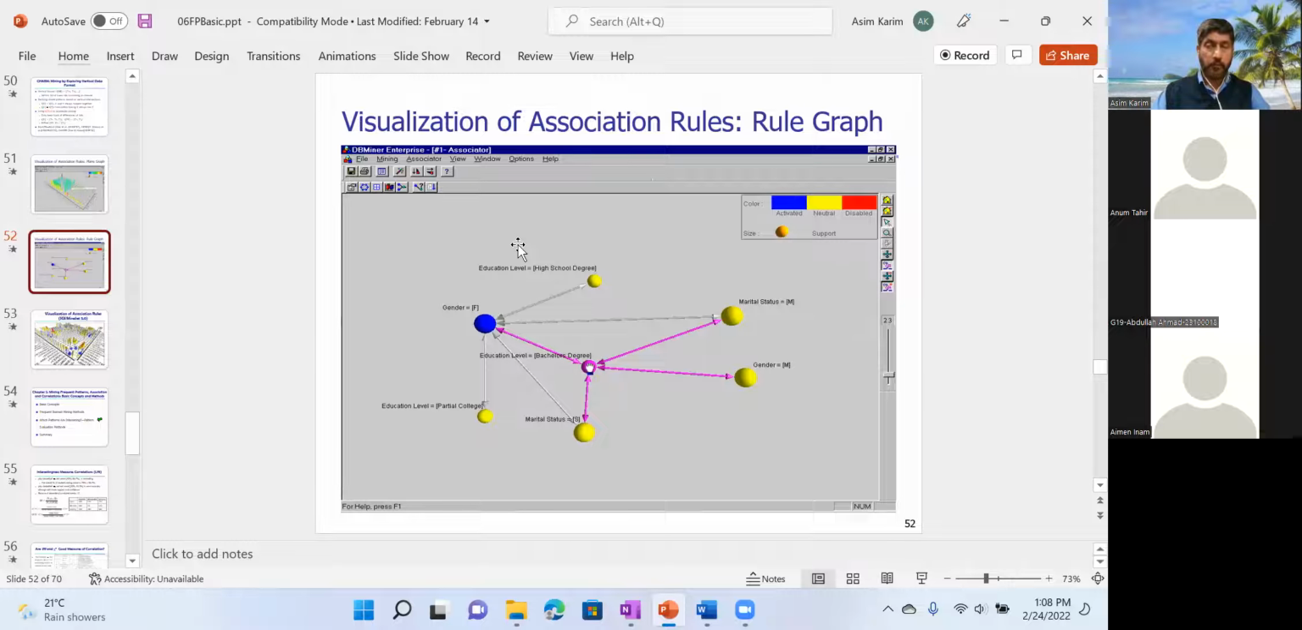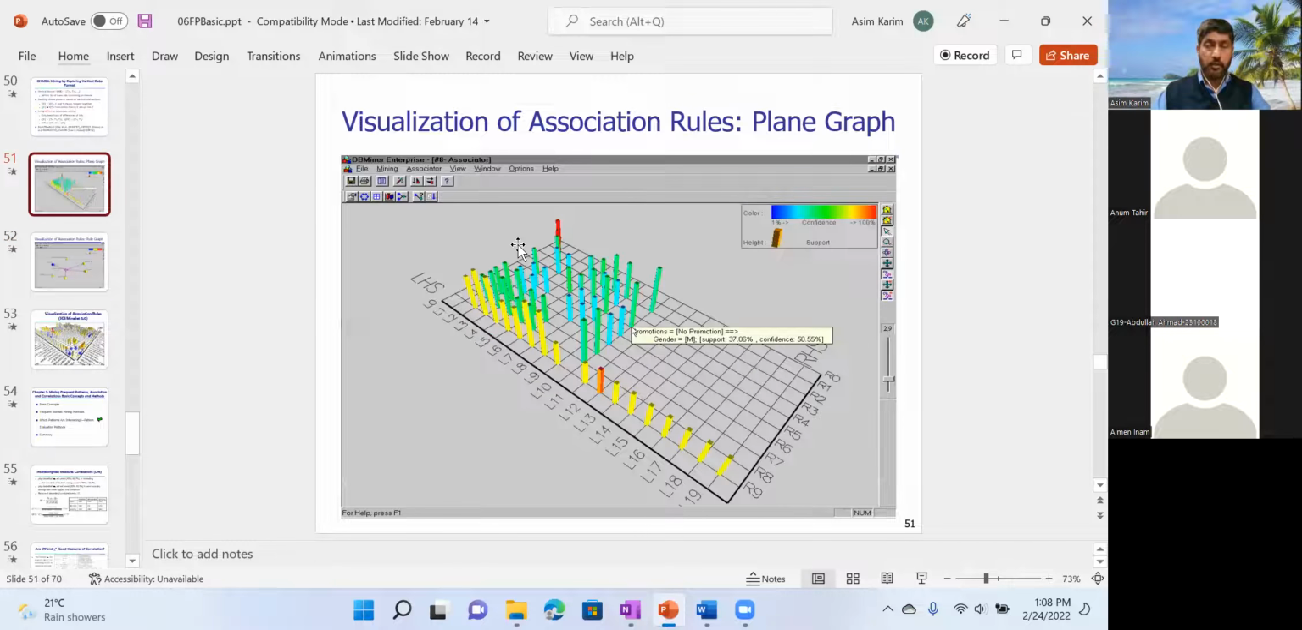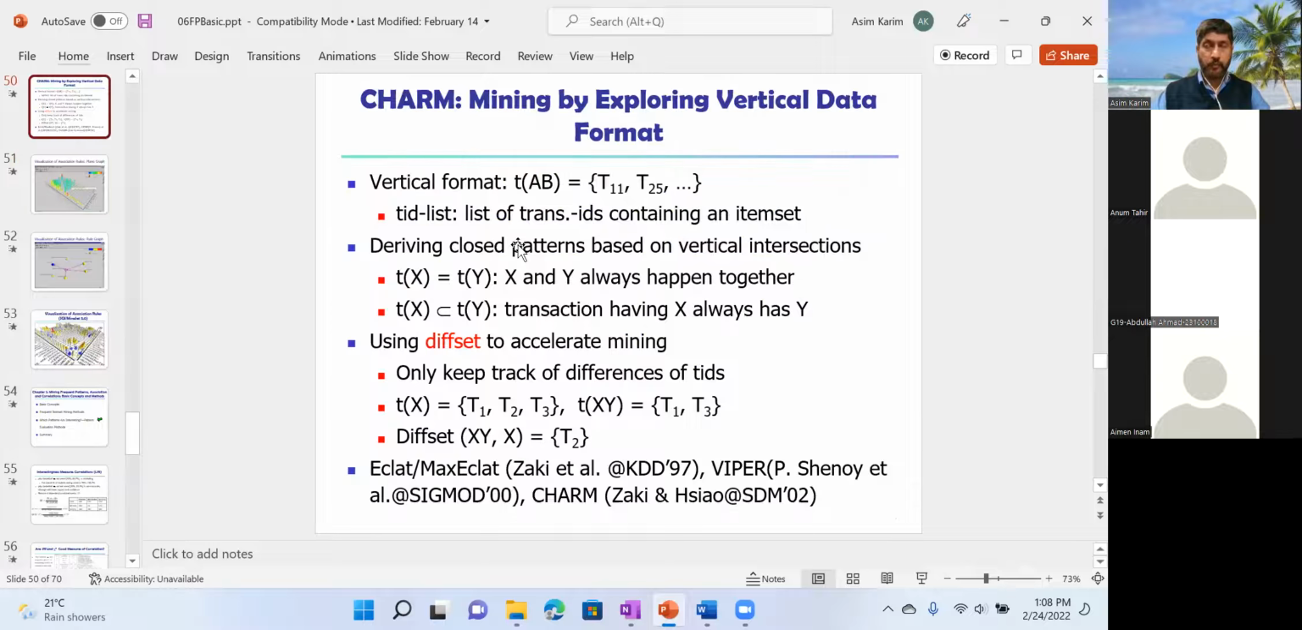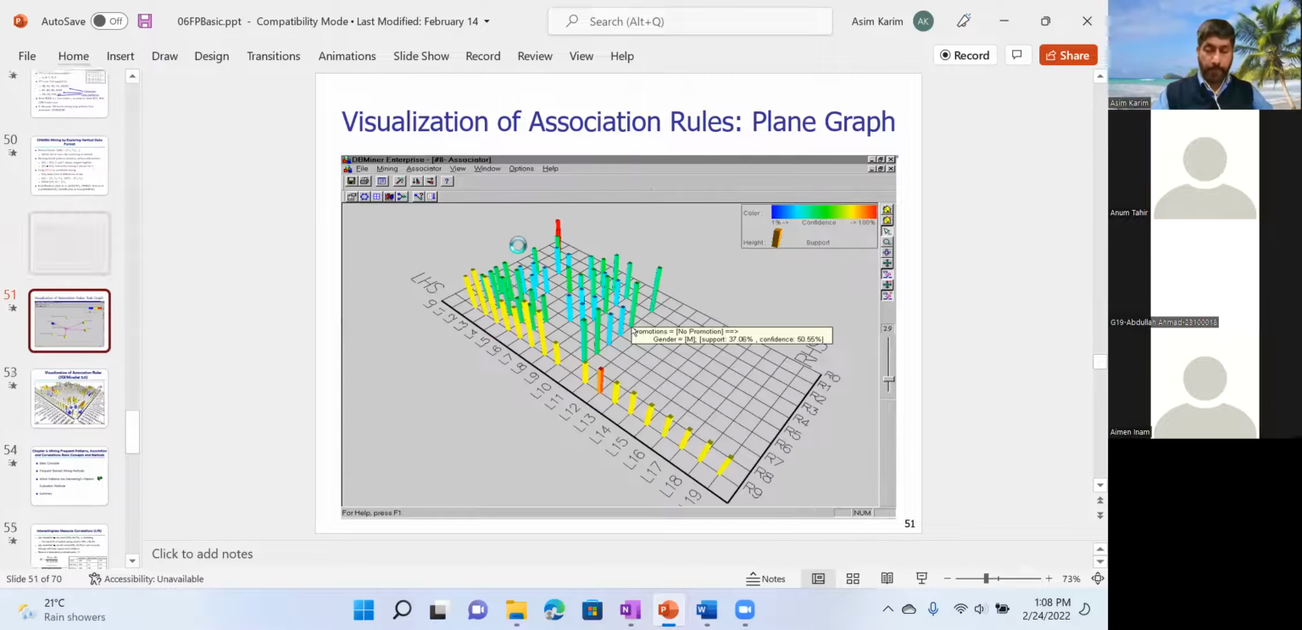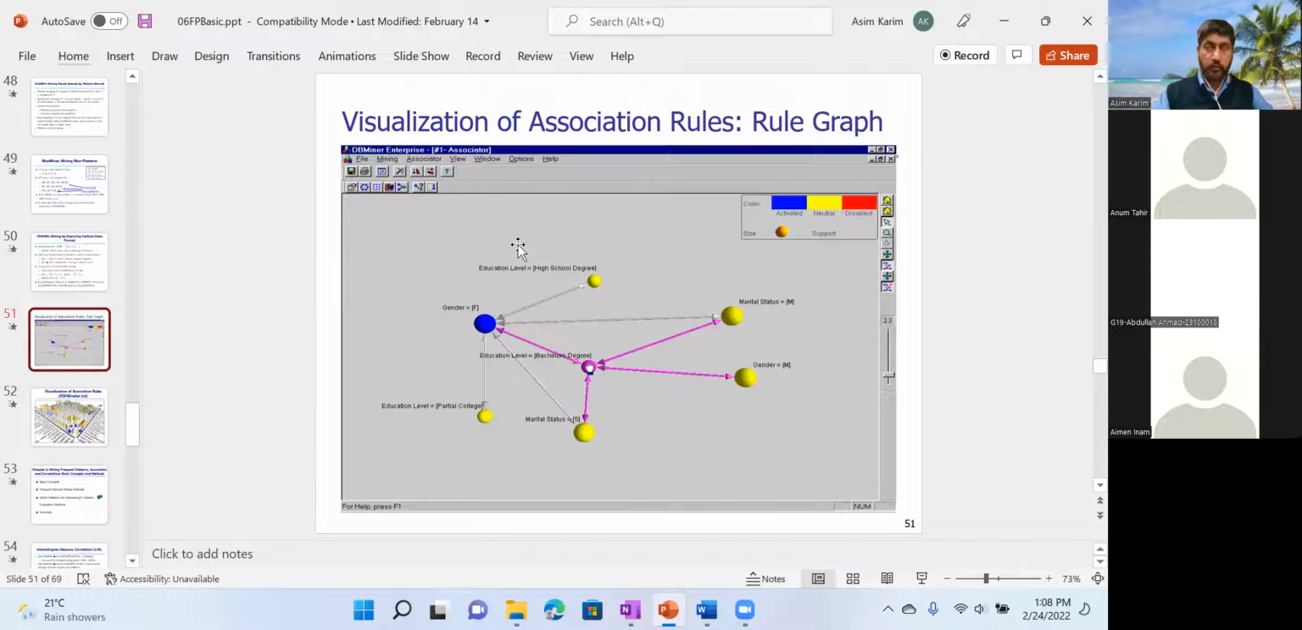So this is about the visual form of representation. All right. Any questions?